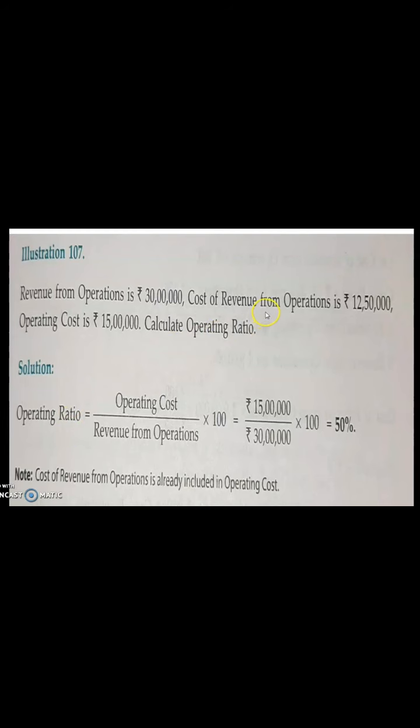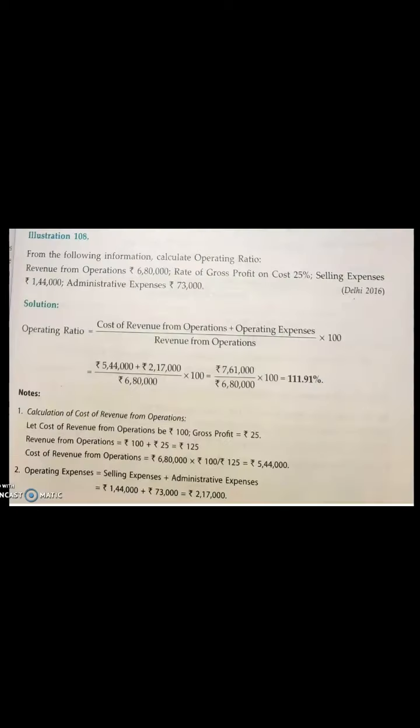Children, if you are using the first formula, what is the first formula? Cost of revenue from operation plus operating expenses divided by revenue from operation. So, if you look into the question, operating expenses is not provided. So, you can't use the first formula. Okay. So, that way you have to make the selection of the formula.